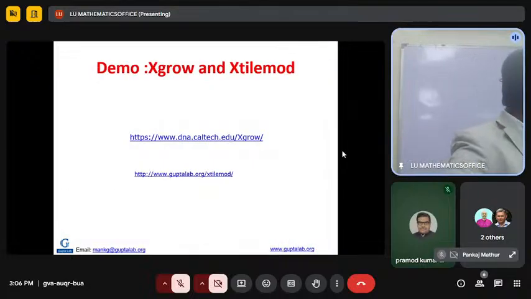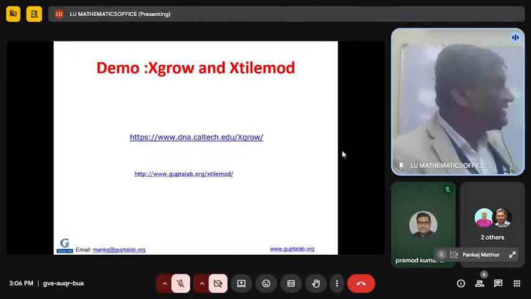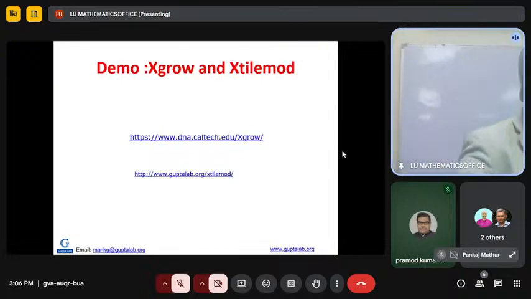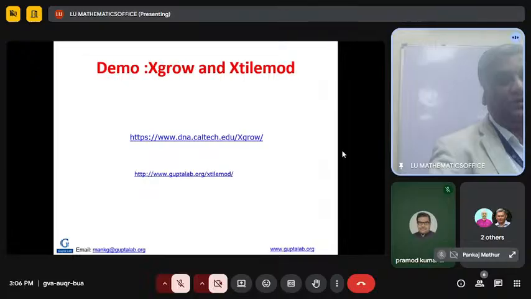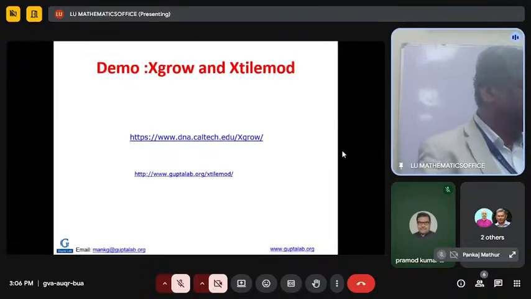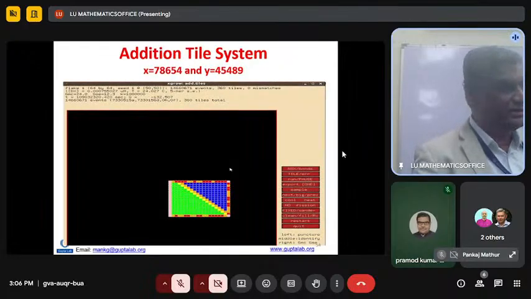By the way, you don't have to do anything by hand. We have the software right now available, which you can use at StyleMod. And you can just give what you want for any expression. It will give you the tile set automatically. Okay, so that we have done. And then you can simulate it on this XGrow software. So you can actually see the simulation before doing the experiment. Okay, so this is some simulation pictures.